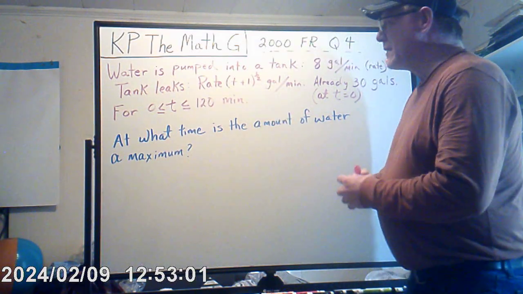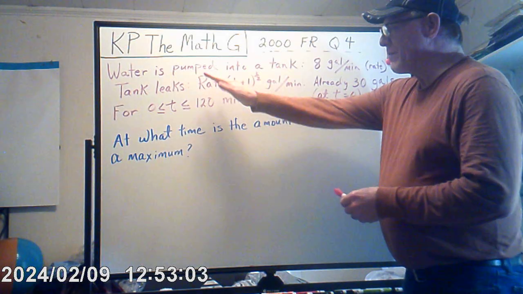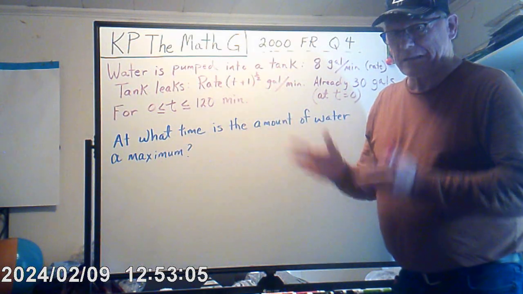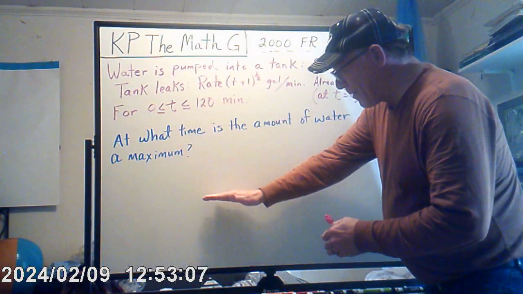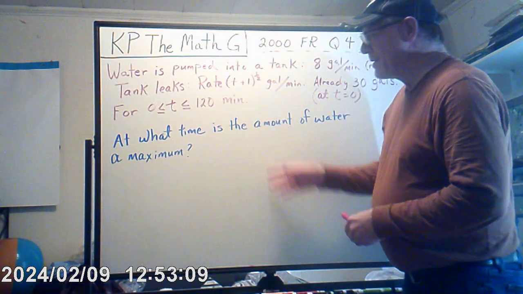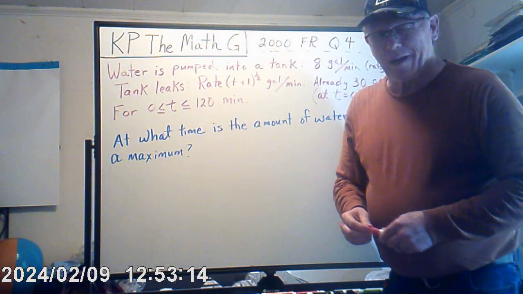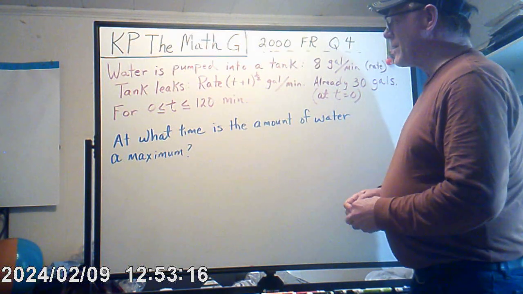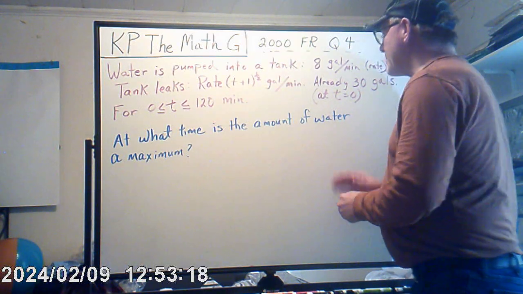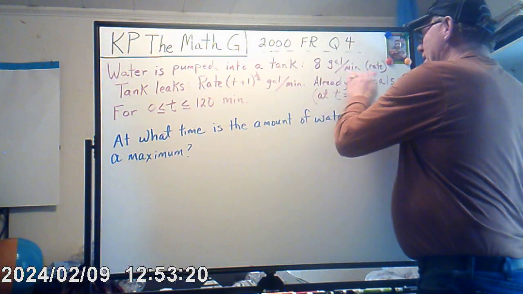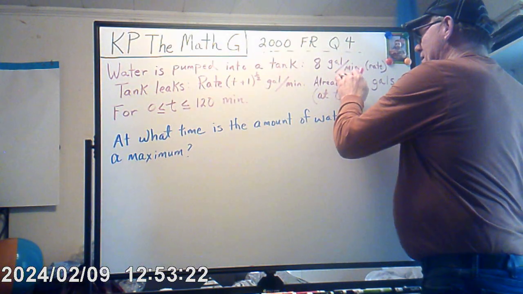And I have to abbreviate what they're saying on the paper because it's just too much. I would be way down here and wouldn't have any room. I'd have to flip my board over and look back and forth all the time. Water is pumped into a tank at a rate of 8 gallons per minute.